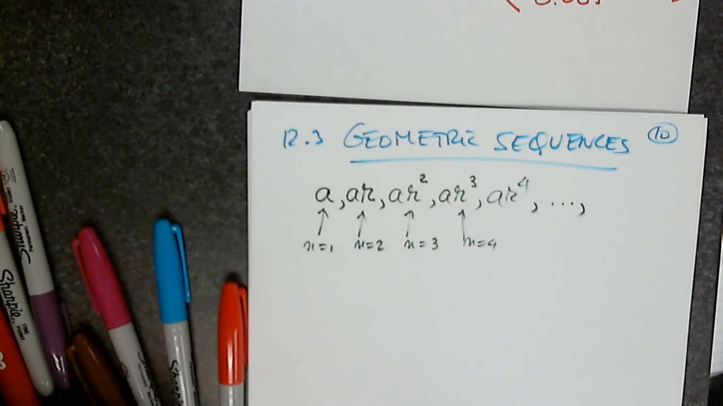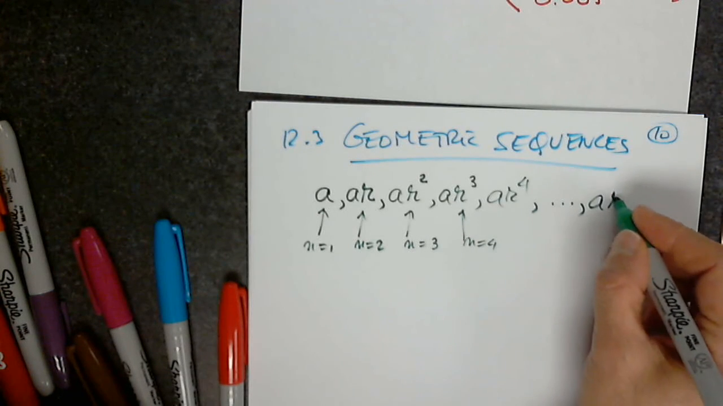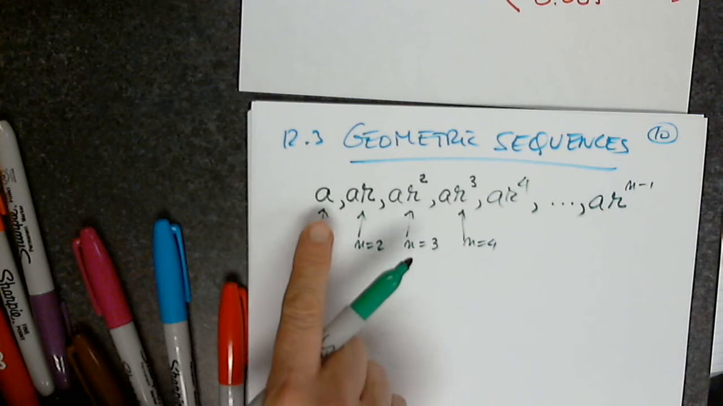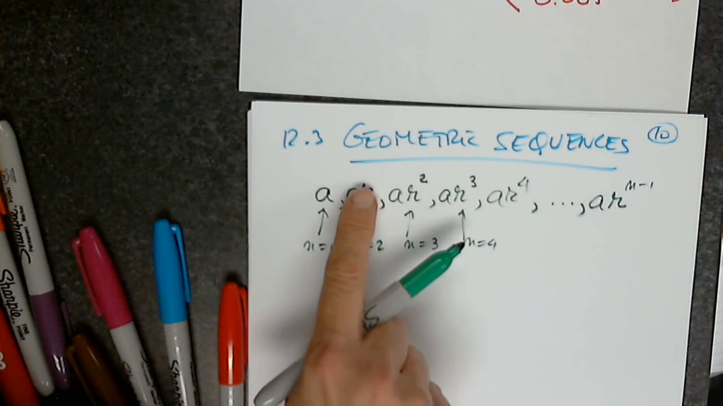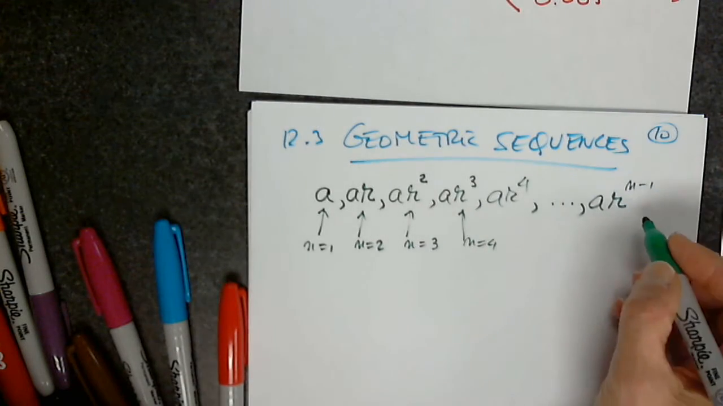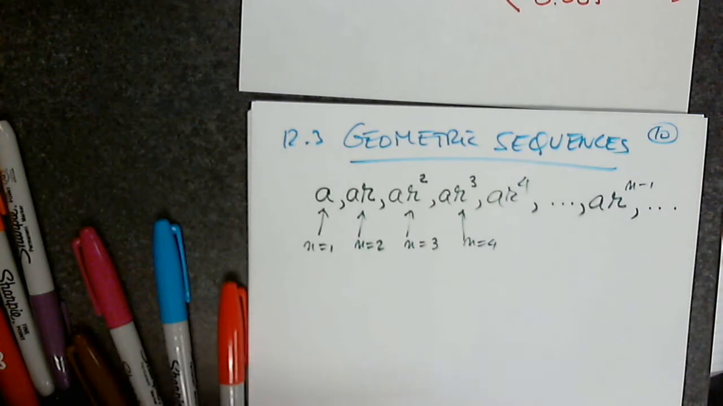Can anyone give us the generic term? n minus 1. 1, power 0. 2, power 1. 3, power 2. 4, power 3. Is this clear? Dot, dot, dot, dot.